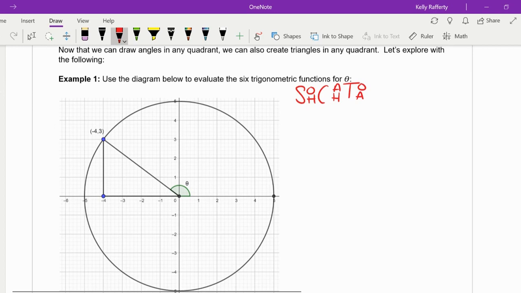So previously we only had triangles where the sides were positive. And if we graph triangles like we graph points, then we could have negative sides of our triangle. So we're going to use this diagram in example 1 to evaluate the 6 trig functions for theta. And we can see here's theta over here.